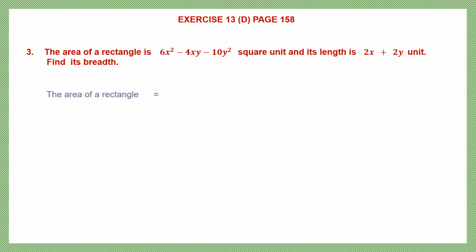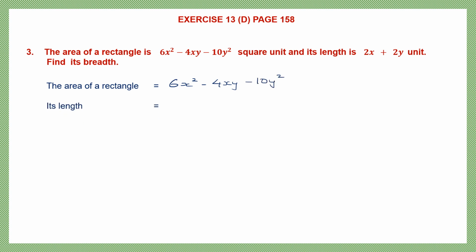So let's begin. The area of a rectangle given to us is 6x squared minus 4xy minus 10y squared. Then what else is given to us? The length is given as 2x plus 2y. Area is in square units and length will be simply unit, so the breadth is also just unit. Now we have to find the breadth, and the formula is area divided by length.